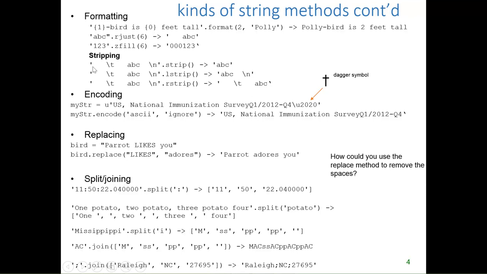So this one peeled off all of the white space that was on both sides of this string. The lstrip, if you want to only peel off what's at the beginning of the string, or the rstrip, left and right. The right strip strips off any white space at the end of the string.